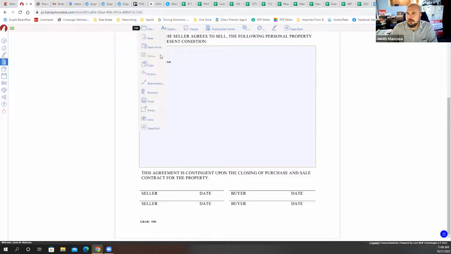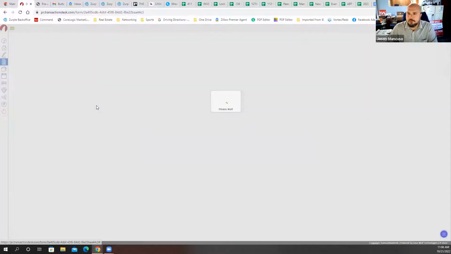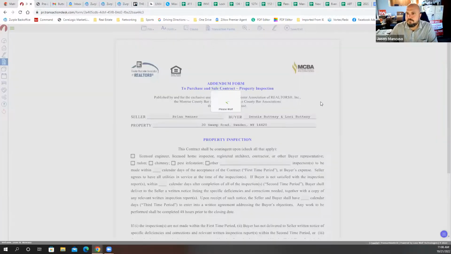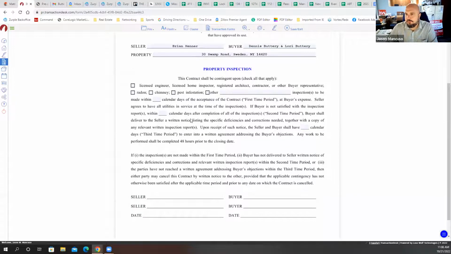Okay, and then save that. From there, we're doing an inspection. So, you know, pre-templated form again. Explain to your buyer all the different inspections they can have if they're getting an inspection. Typically, most are just going to do this: licensed engineer, licensed home inspector, registered architect, contractor, or other buyer representative. Essentially, you can have anybody you want, Uncle Joe, inspect the property with the way this reads.